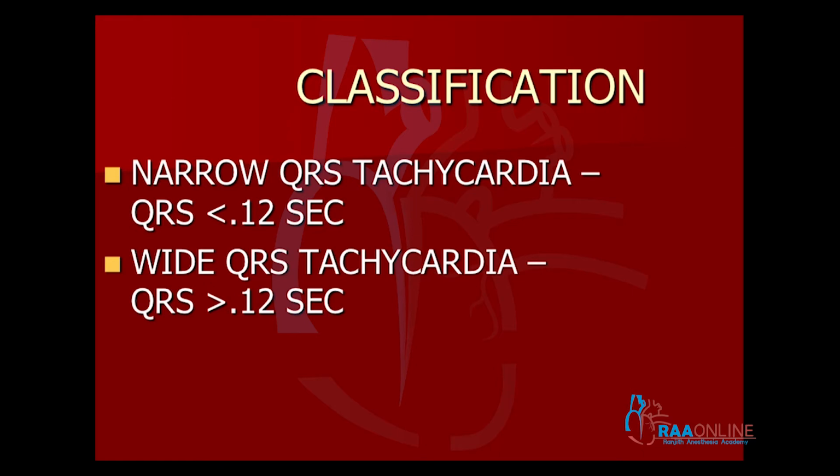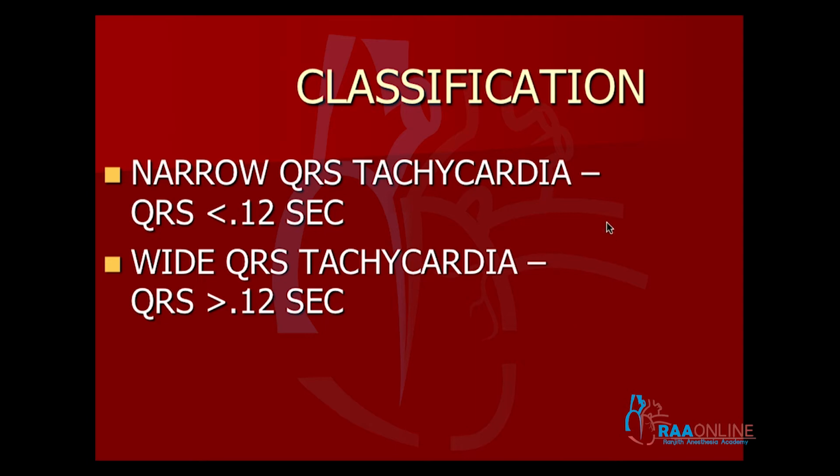Although we said that there are 4 types of origin, broadly the tachycardias are classified into either narrow QRS complex tachycardia or a wide QRS complex tachycardia. Here the QRS cutoff is 0.12 second. Whenever the QRS is less than 0.12 second, they are called narrow QRS tachycardia. Whenever the QRS of the tachycardia is more than 0.12, they are called wide QRS complex tachycardia.